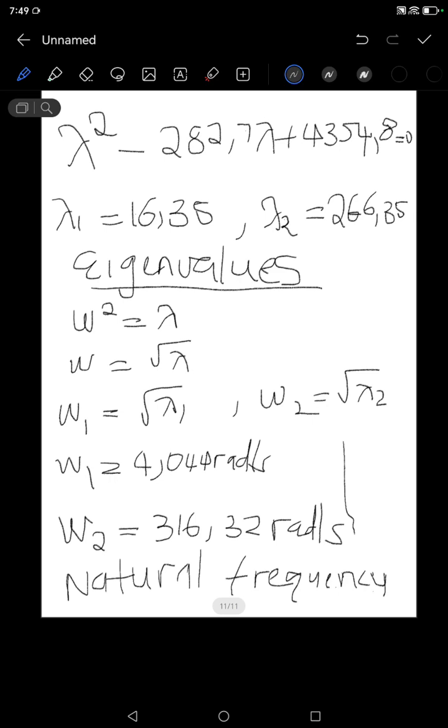This was number 3. Number 4, they want us to determine what? Eigenvector and eigenvalues. But we've already done the eigenvalues. So our eigenvalues are 16.35 and 266.35. So now here we can determine the eigenvector. Okay? We can determine the eigenvector.